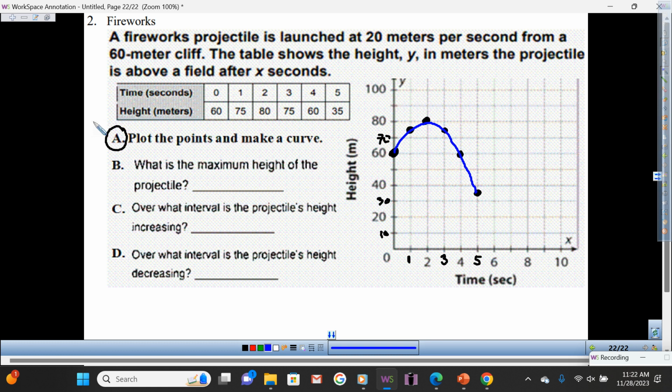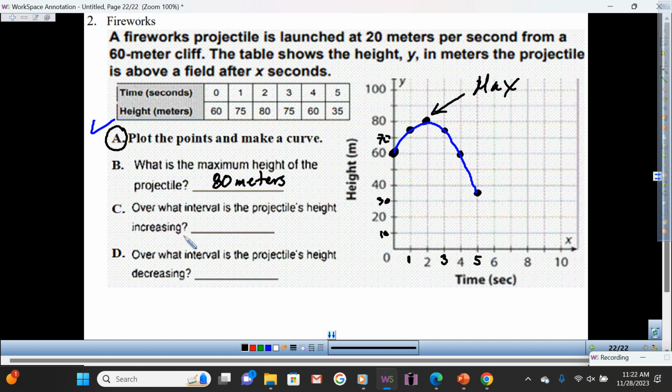All right, part A, done. Let's go to part B. What is the maximum height of the projectile? Tell your neighbor, maximum height. Everyone, maximum height? 80 meters. 80 meters, that is correct, which is right there. Max.